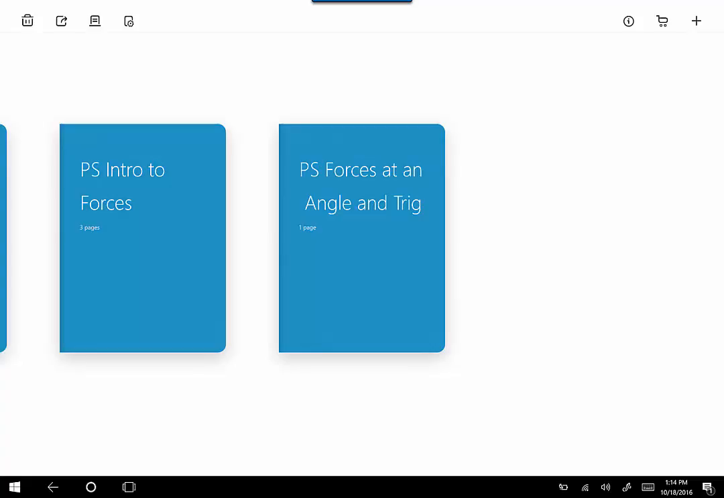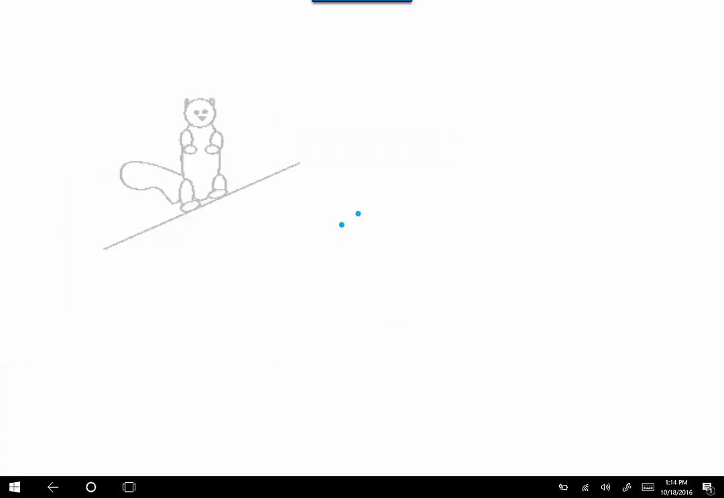Okay, and welcome to today's short introduction to forces at an angle and trig. I know we've done forces at an angle previously in terms of force diagrams, but now we have to look at what it means that those forces are at angles to each other and how that affects our understanding and our ability to use them.